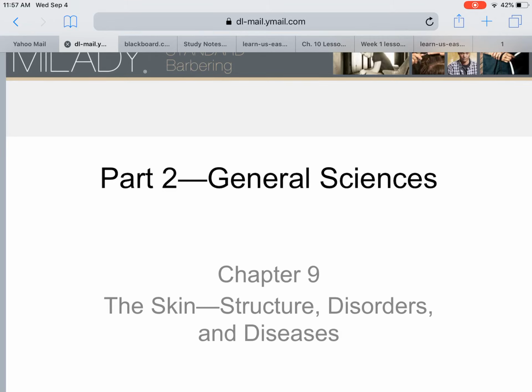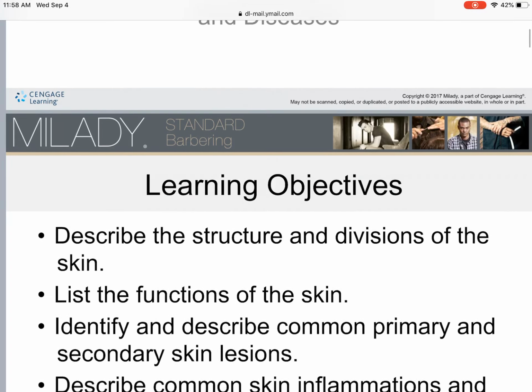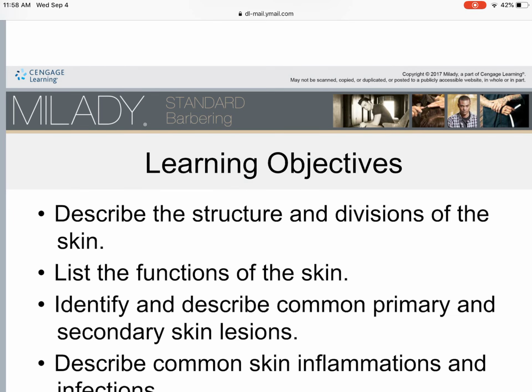This is Lecture 1, Week 1: the skin, structure, disorders, and diseases. Okay, let's get right into it. These are some of the objectives we're going to be learning today.